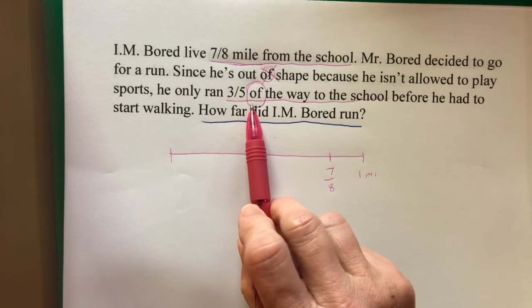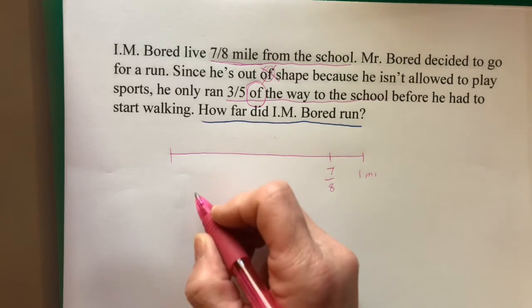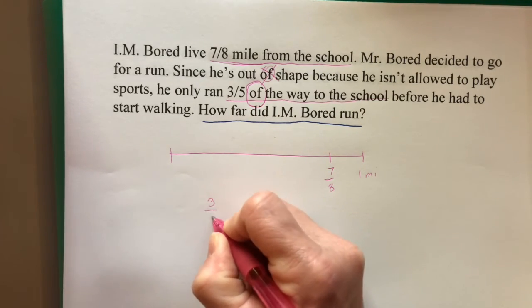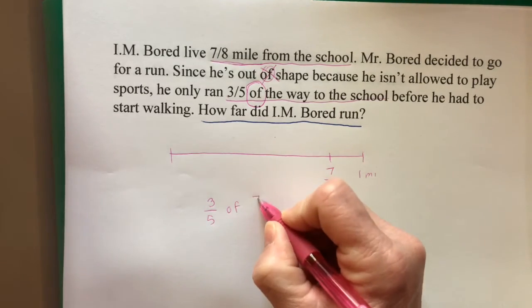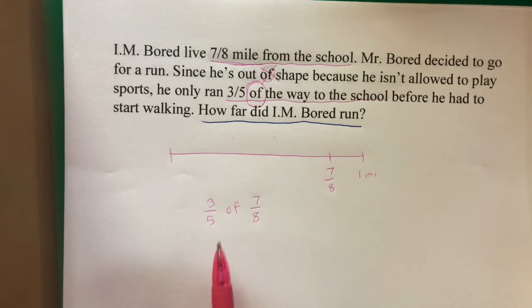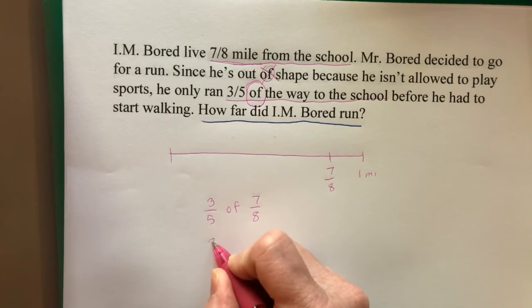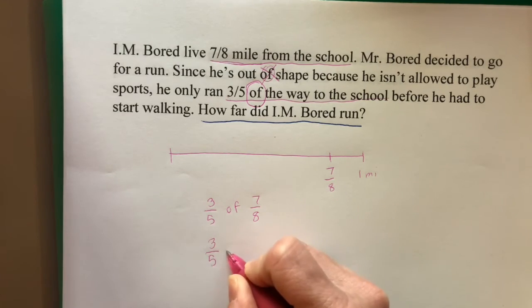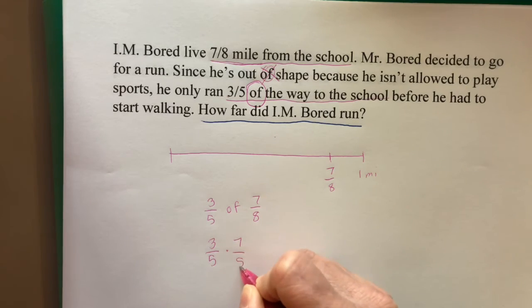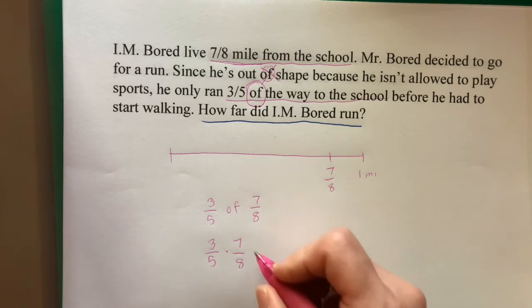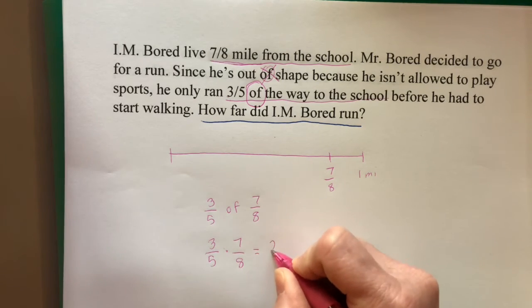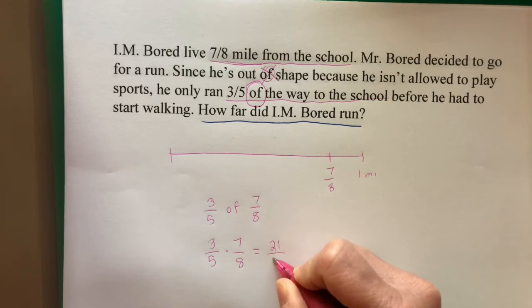Now, 3/5 of what? If we say 3/5 of, how far is it to the school? 7/8. When we have a problem that we can express in words as saying 3/5 of 7/8, that means 3/5 times 7/8. Okay, so this is not one we can simplify before we do it, so we get 21 over 40.